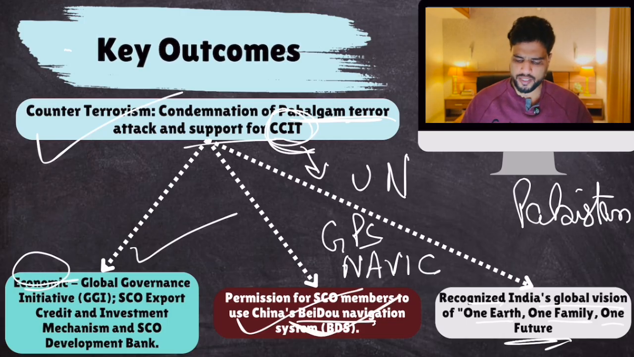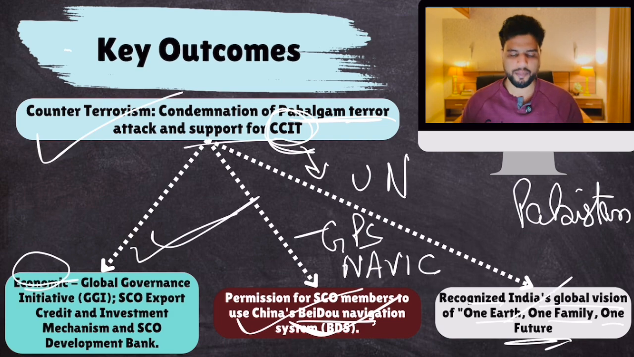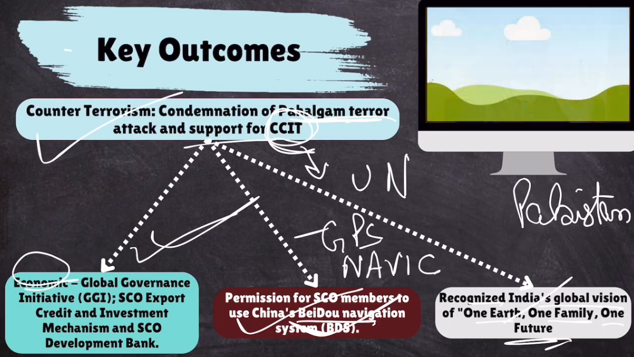So these were some of the key outcomes of this summit. But remember, the reason why this summit was famous was because of that one picture: Modi, Xi Jinping, and Vladimir Putin, basically a taunt to Donald Trump. That if Donald Trump alienates India, India can basically befriend America's adversaries. That was the signaling.